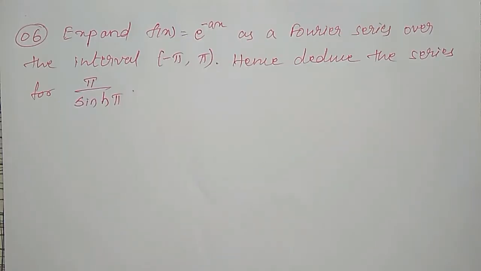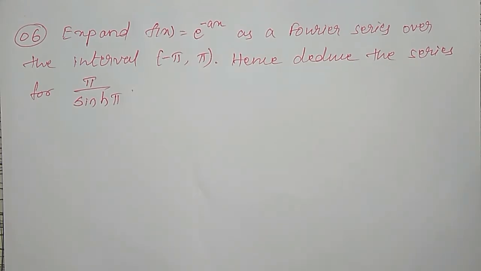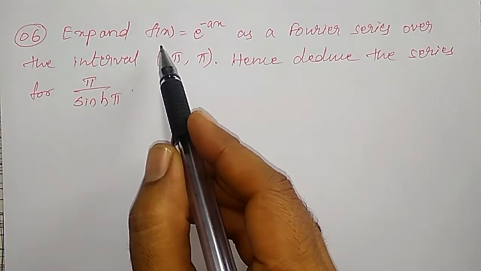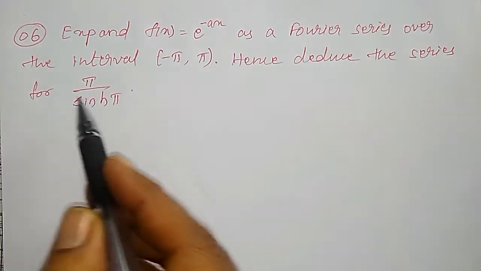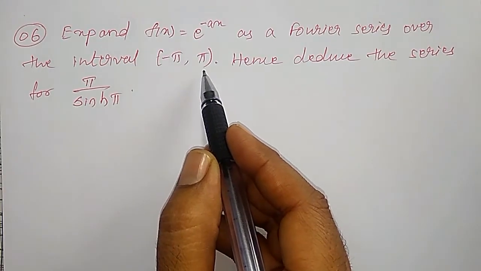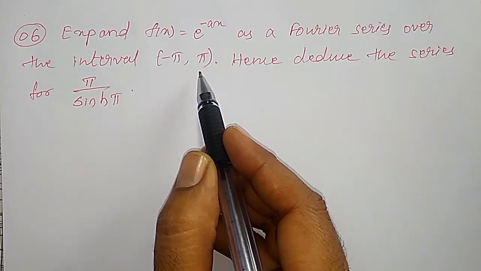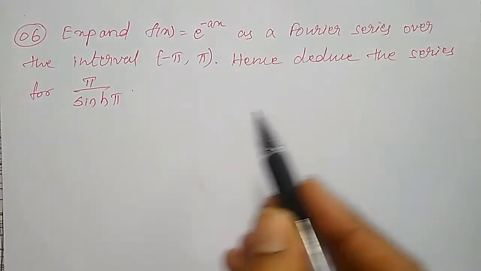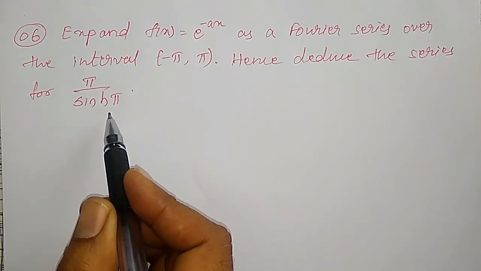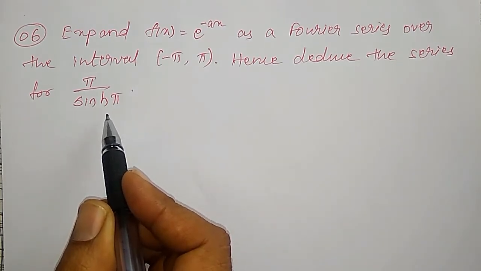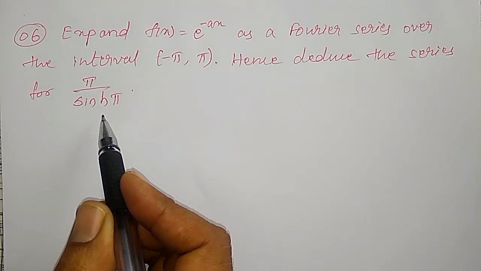Welcome friends. In this video, I am going to find the Fourier series for the function f of x equal to e to the power minus ax over the interval minus pi to plus pi. And hence, using that, I have to deduce the series for pi divided by sine hyperbolic pi. Then how to do this one? Step by step, let me explain here.